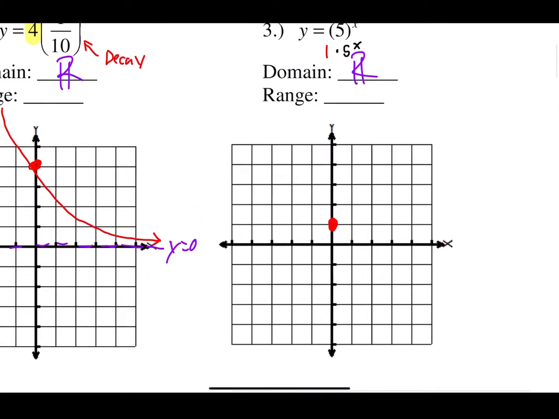Same here, no difference. Start with 1, the initial value, grow by 5. So 1 times 5, times 5, times 5, times 5. We're growing by multiplying by 5. Our asymptote should be, again, at y equals 0. And this is going to affect our range.